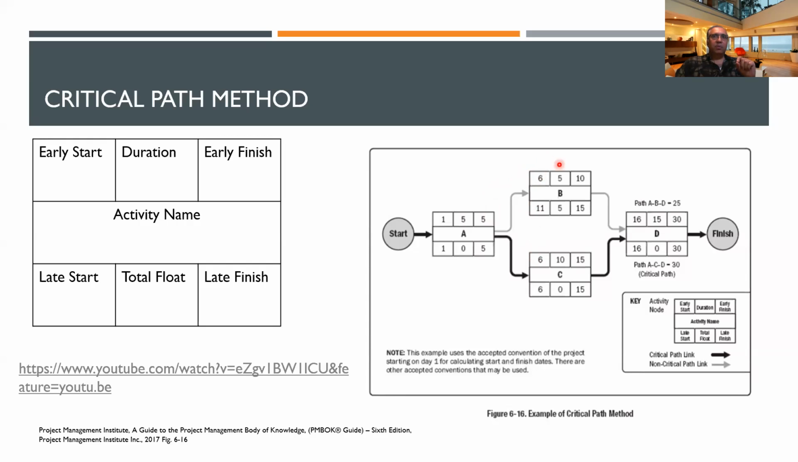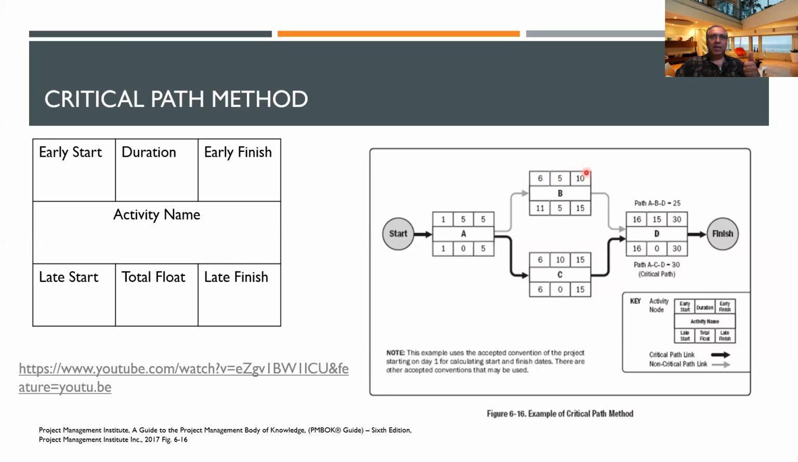Now the duration for B is 5 days, the duration for C is 10 days. So again, you have to think, if it's 5 days and you're on the 6th day, you have to count 6, 7, 8, 9, and 10. So don't make the mistake of 6 plus 5 is 11. That's not right. You have to add them and actually minus 1 because you're also working on that first day, right?